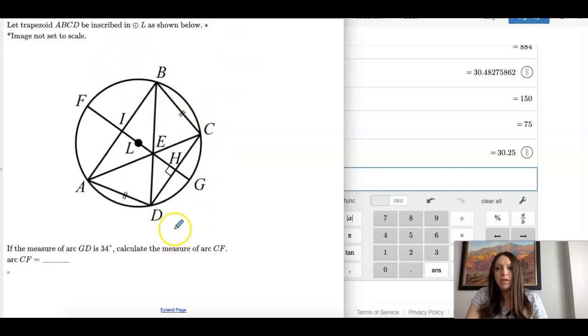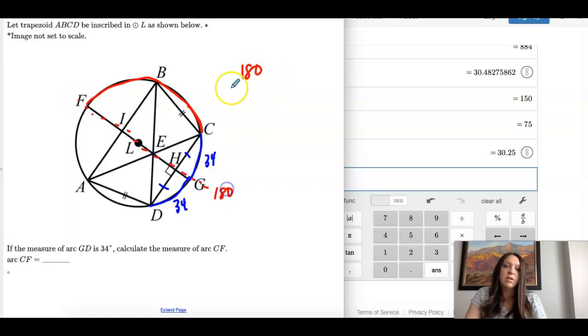So we have a trapezoid. We know arc GC is 34. Oh, wait, that's GD. GD is 34, but this is also 34 because these are similar triangles, which we've gone over. And we want to find arc CF. So this problem we do a couple times. We take 180 because that's half the circle, and we minus 34. So that would be 146. And you would type that in.